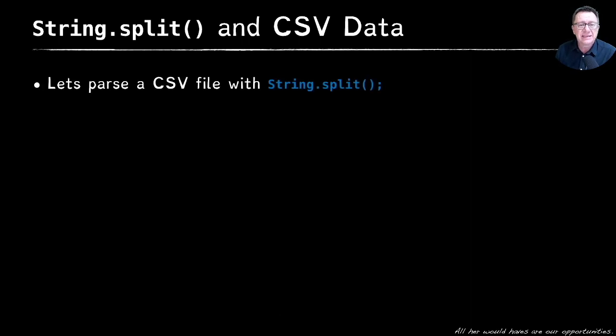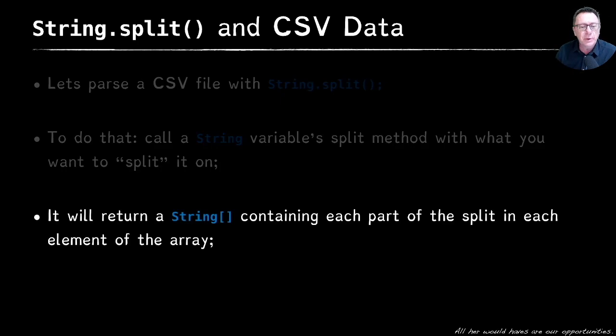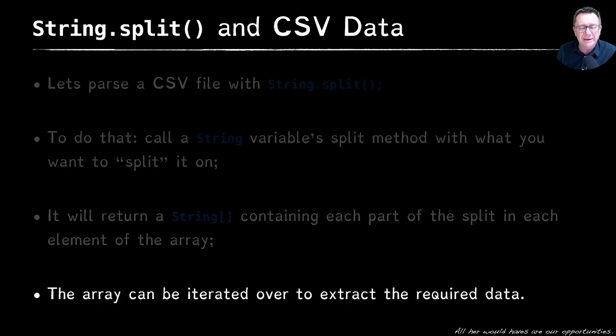Now, string.split and CSV data. We're going to parse some data using string.split. And to do that, we're going to call the string variable's split method, and it's pretty straightforward. This is going to return a string array that contains each part of the split in each element of the array. And you're going to see this if you're going, I don't understand what you're talking about. And then we iterate over the array and extract the data as we want to.